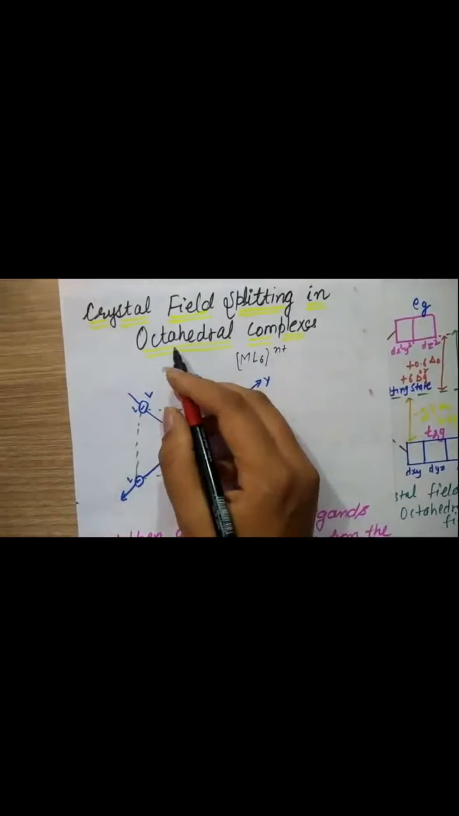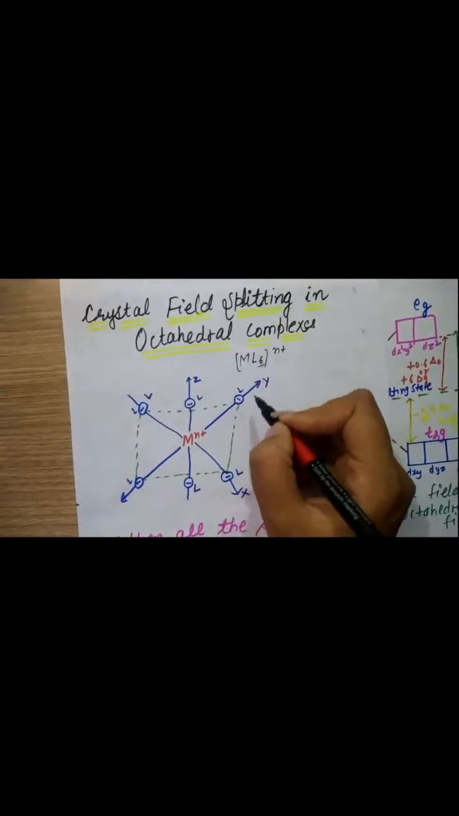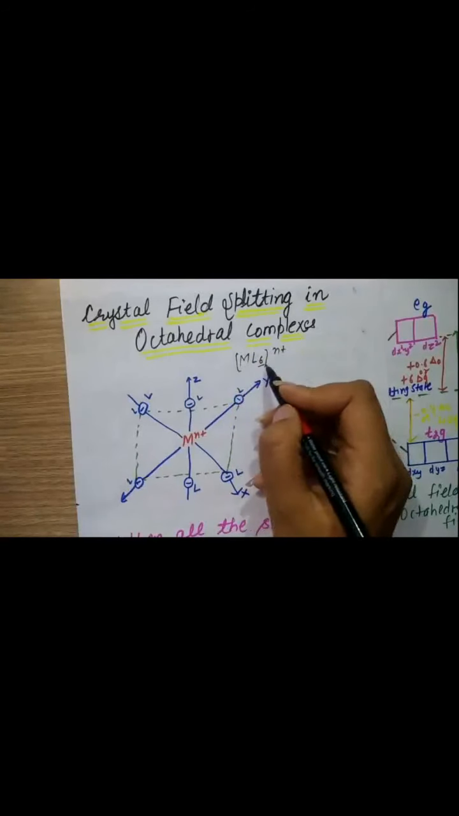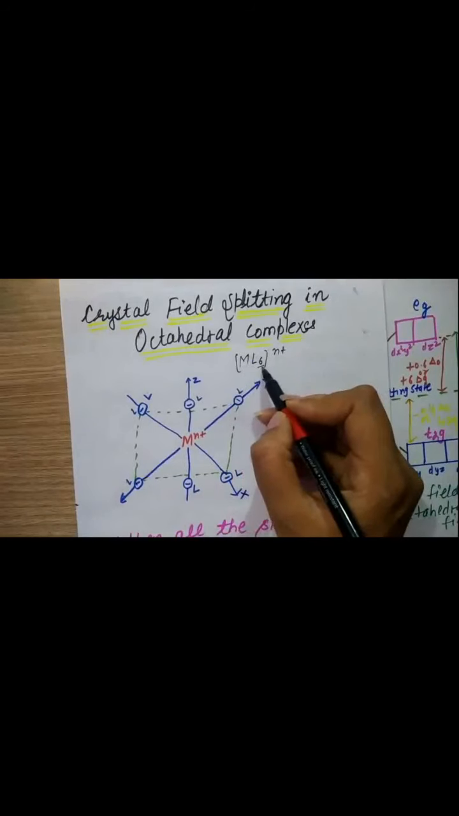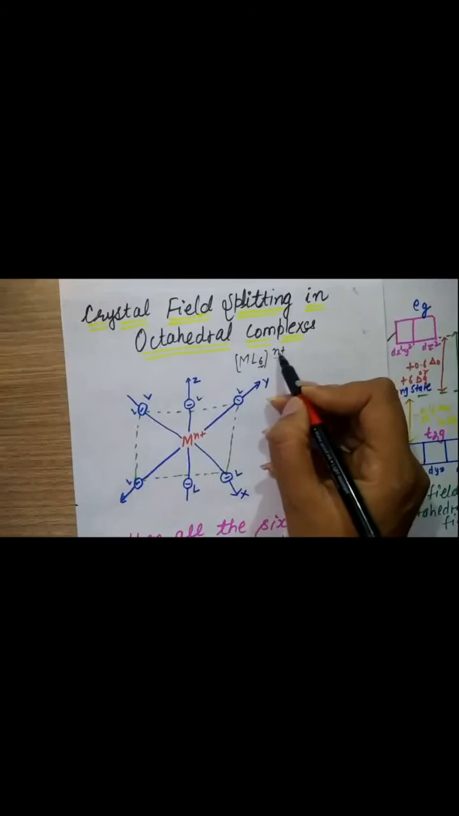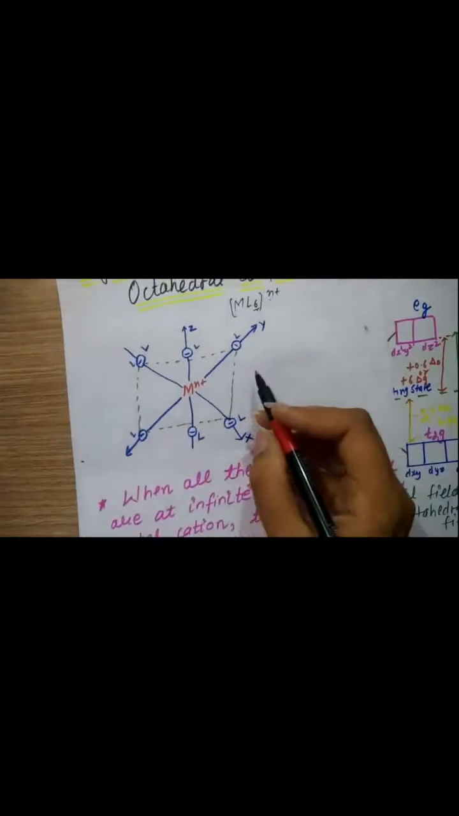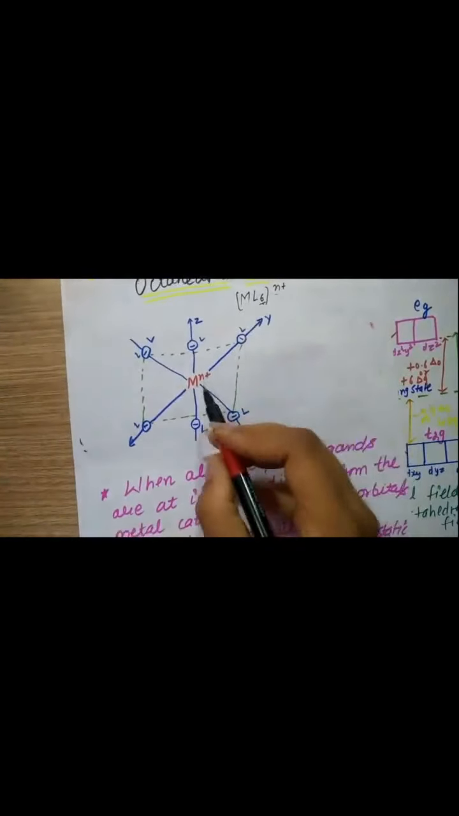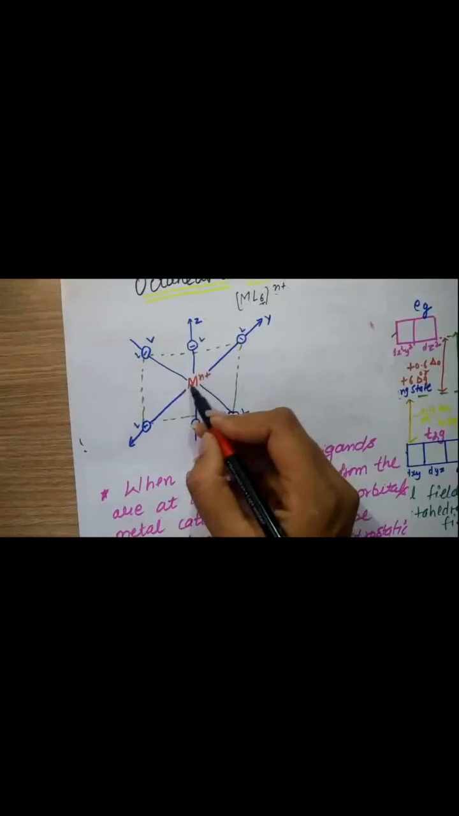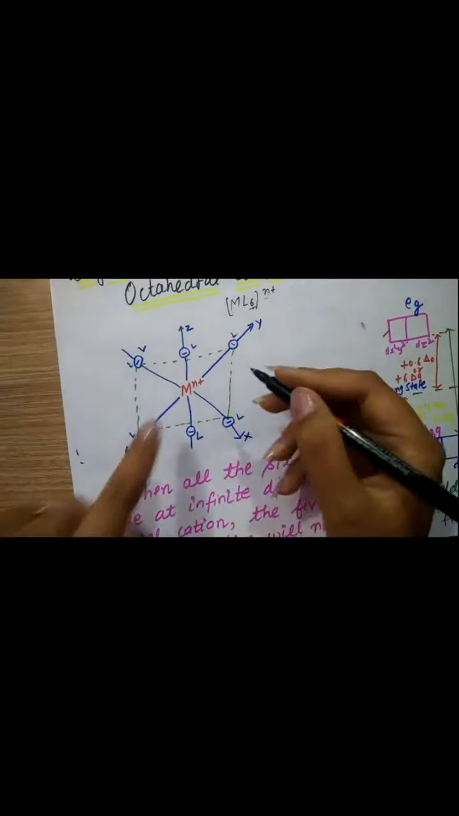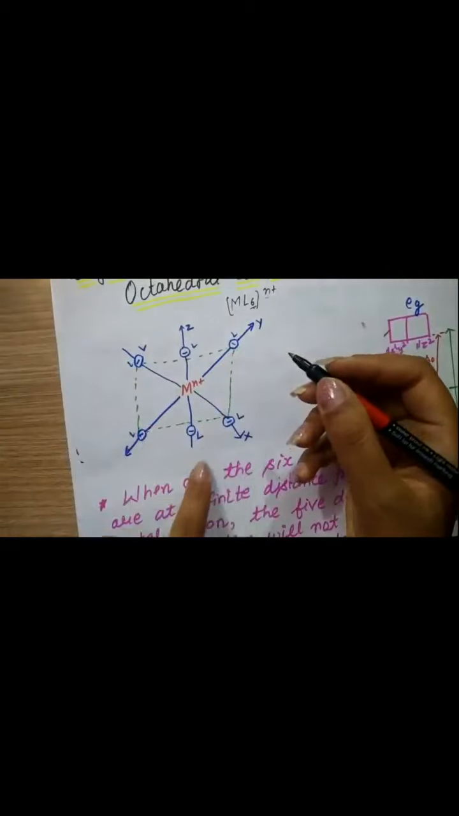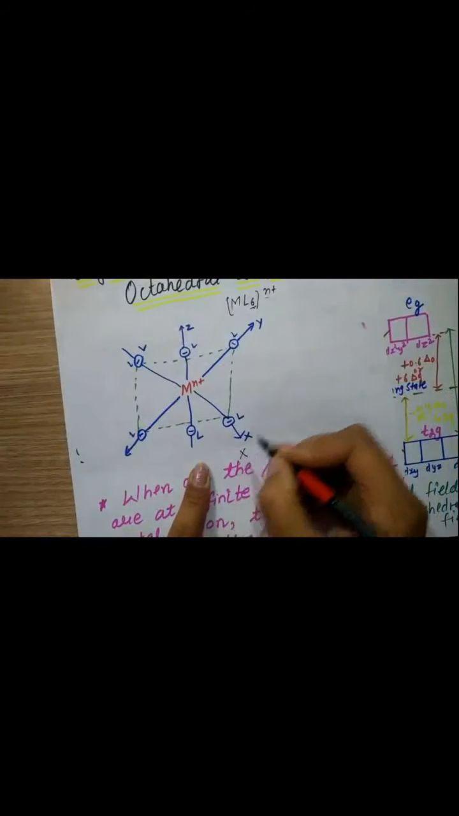As we know, octahedral complexes have 6 ligands. So this is an octahedral complex. M represents the metal cation, L is the ligand and there are 6 ligands. This is the charge on the coordination complex. In this we will consider that the metal ion is placed in the center of the octahedron and all the 6 ligands are placed on the 6 corners of this octahedron. Also, these corners are directed along the Cartesian x-axis, y-axis and z-axis.